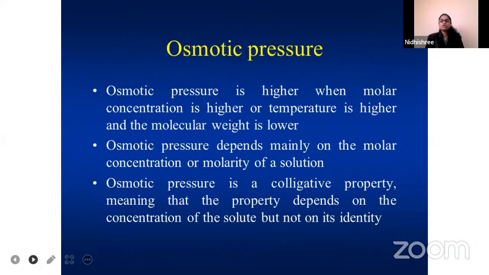Next, osmotic pressure. Osmotic pressure is higher when molar concentration is higher or temperature is higher and molecular weight lower. Osmotic pressure is a colligative property which depends on concentration of the solute. Remember, osmotic pressure always depends on concentration of solute. It is denoted by psi.